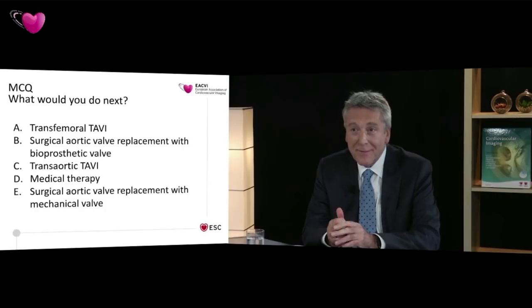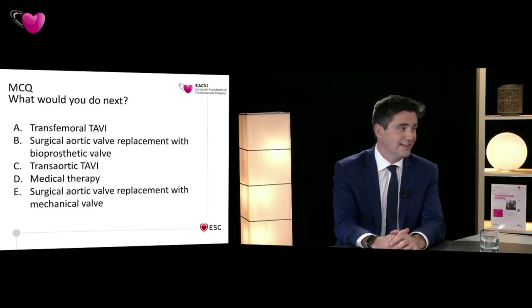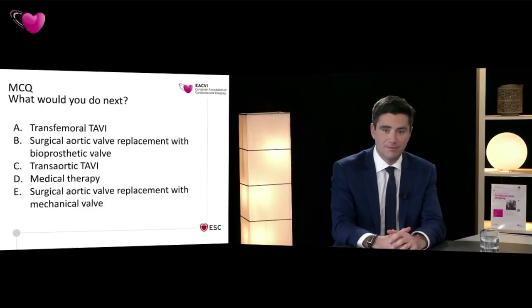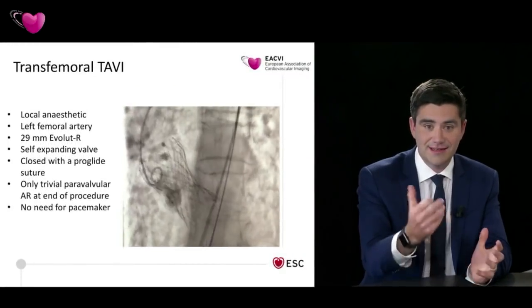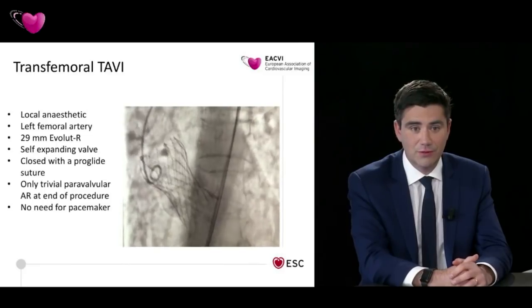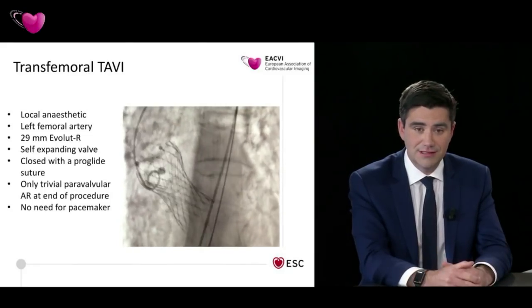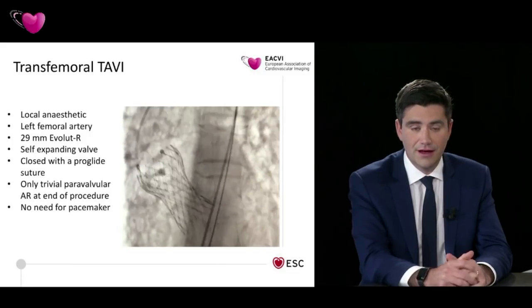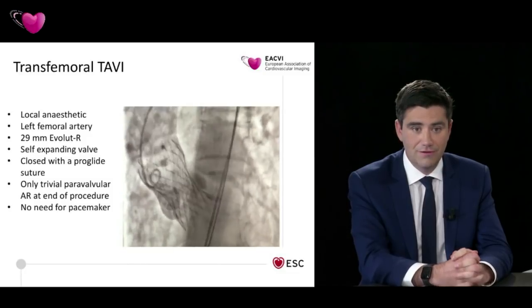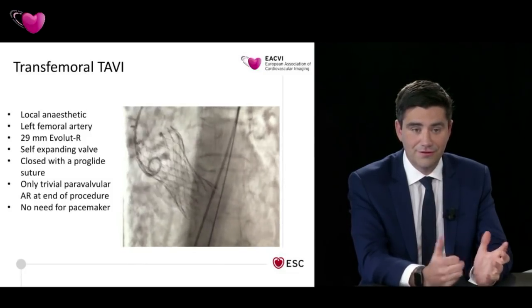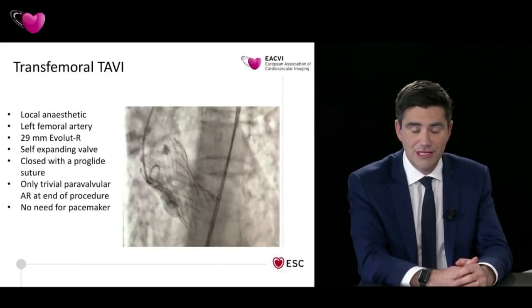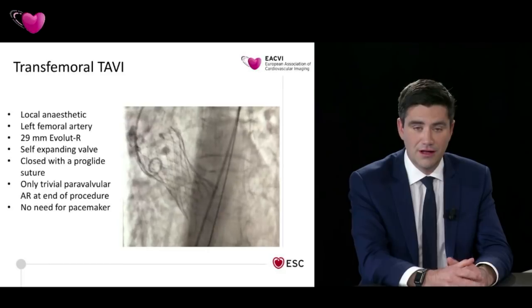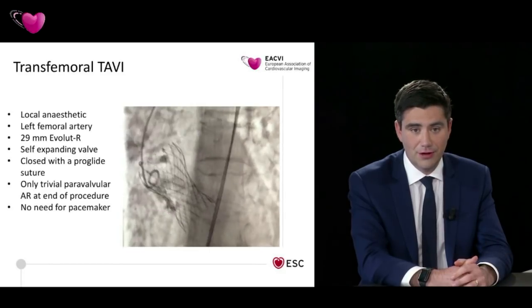Well, that's exactly the conclusion we came to. The interventionists were keen. They weren't put off by the borderline peripheral vessels, and they recommended transfemoral TAVI, and that's what happened. So this is our patient having that transfemoral TAVI. We did it under local anaesthetic. The patient didn't need a general anaesthetic, which was important, I think. We used the left femoral artery and implanted a 29 millimeter Evolut R valve, so a self-expanding valve. We were delighted that following the procedure, despite the pre-existing left bundle branch block, the patient avoided the need for a permanent pacemaker.